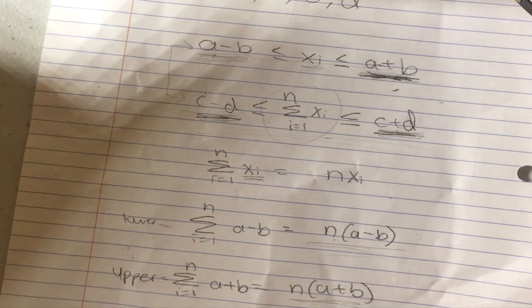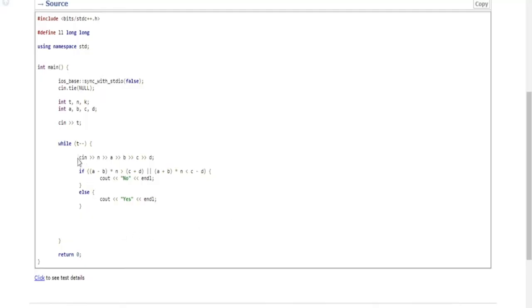Okay, I'll show you the code right now. We read in n and then a, b, c, d. If a minus b times n is greater than c plus d, remember that's checking the condition that was not possible, or a plus b times n is less than c minus d, then we print out no. Otherwise, we print out yes. And this is my integer t, the number of test cases, while t minus minus, where I read in n, a, b, c, d.